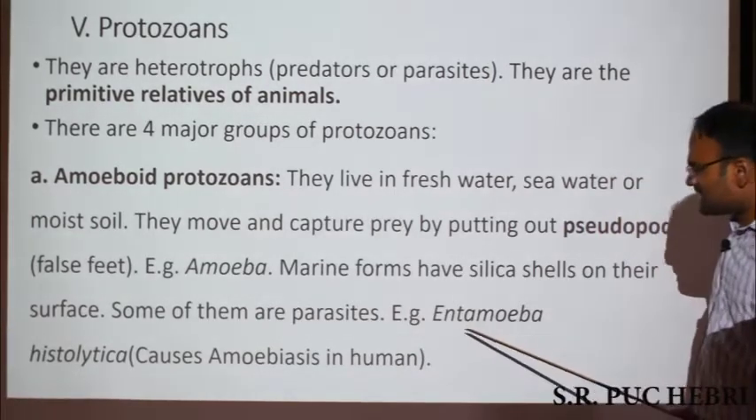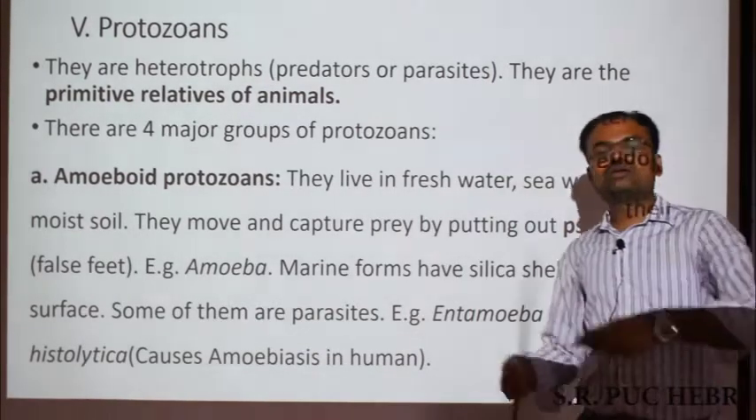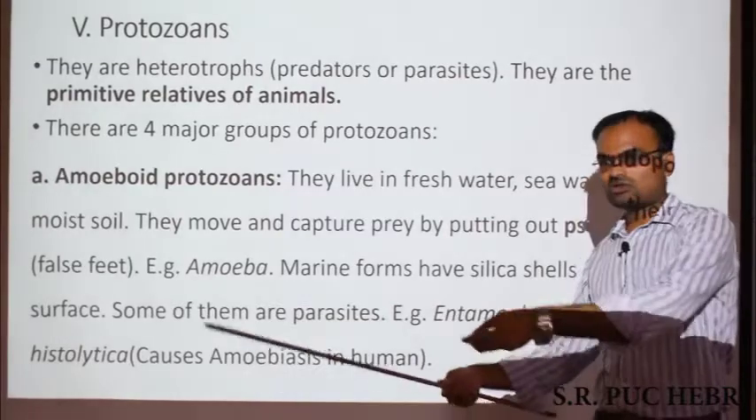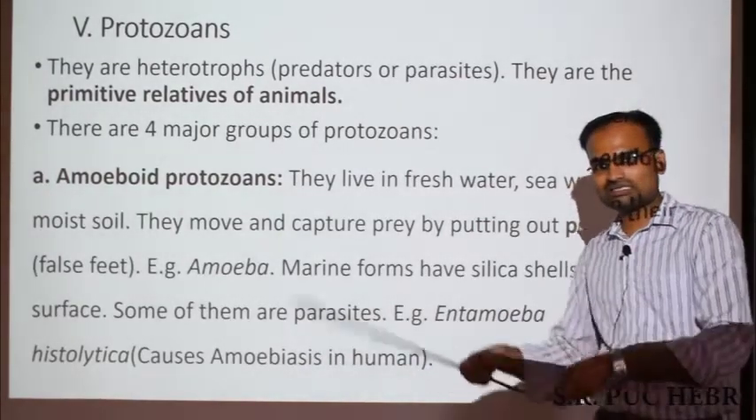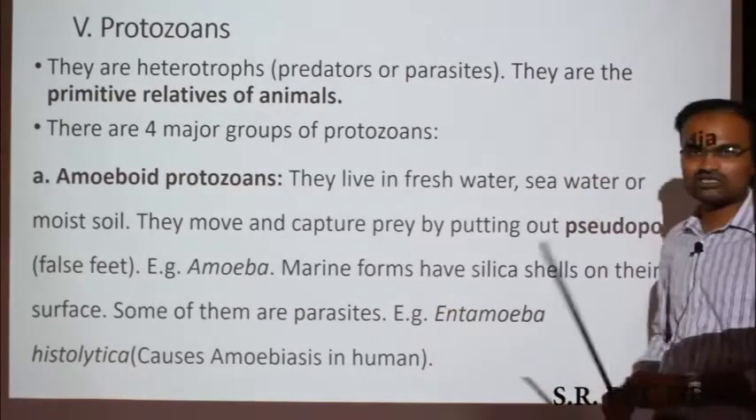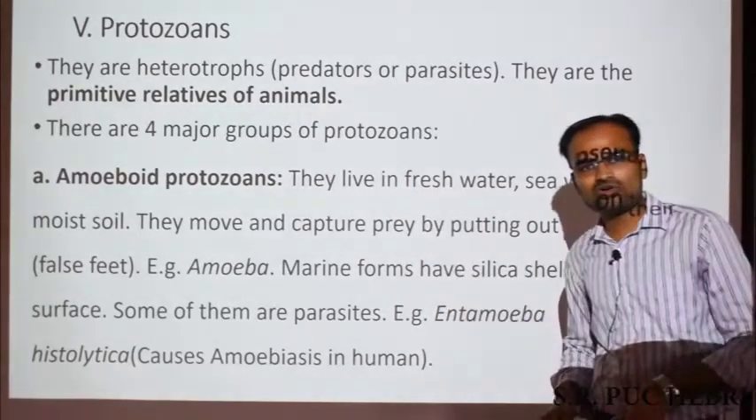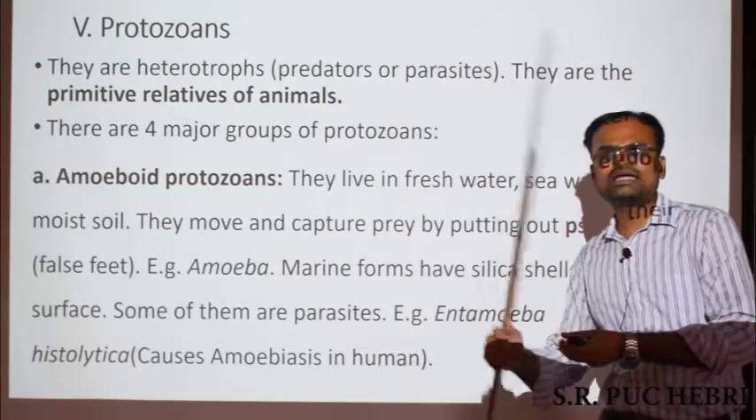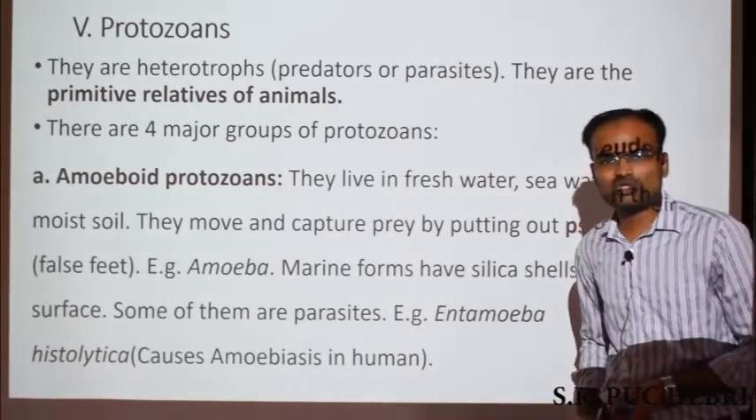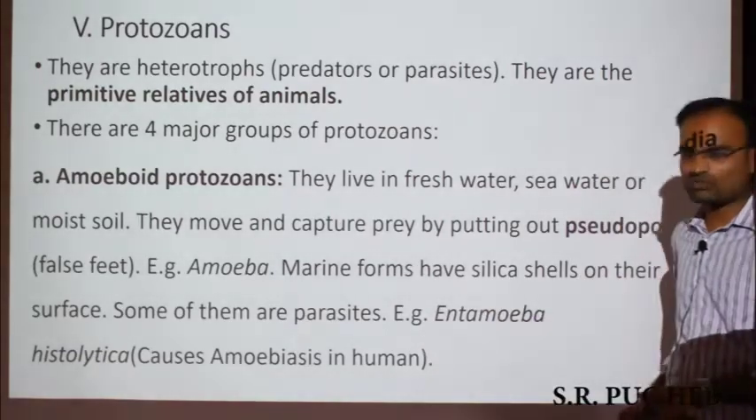Okay, this Entamoeba histolytica, when we consume unhygienic, dirty water, if that water is contaminated with Entamoeba histolytica, it will directly go into our small intestine and attach to the inner wall of the small intestine, so that we will get dysentery, human beings.